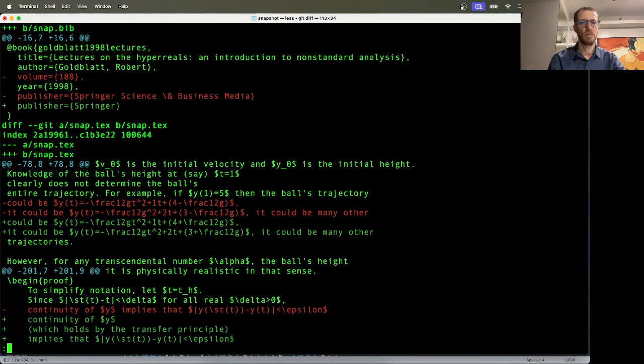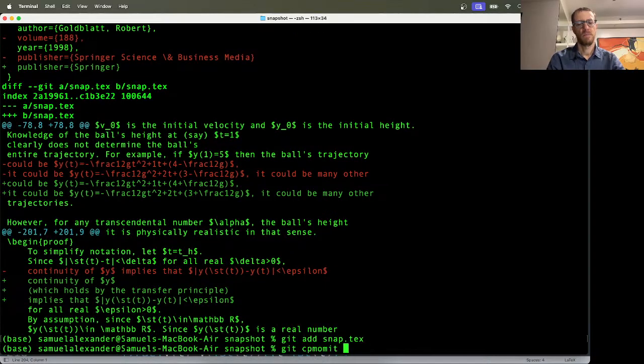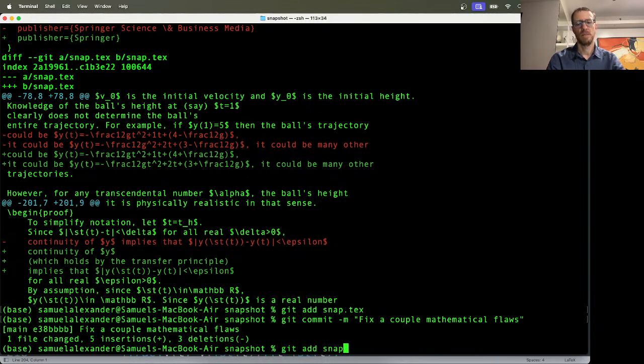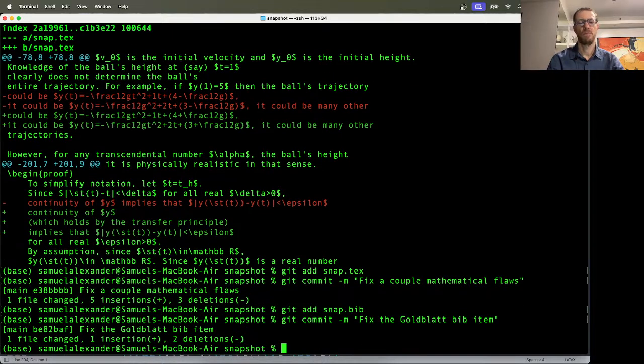Okay, so we fix a sign error. Fix a couple mathematical flaws. Then add snap.bib. Fix the Goldblatt bib item. Yeah. Okay.